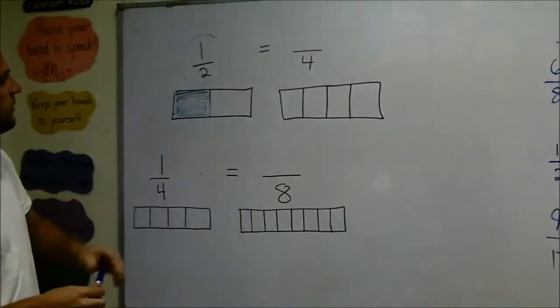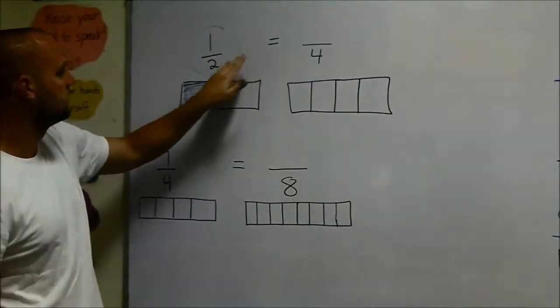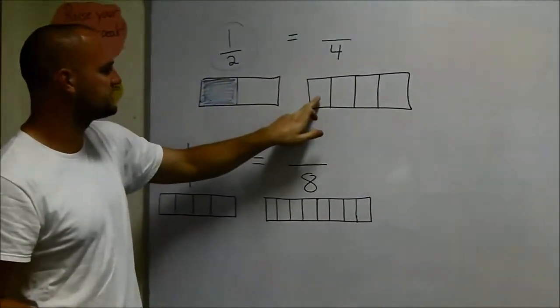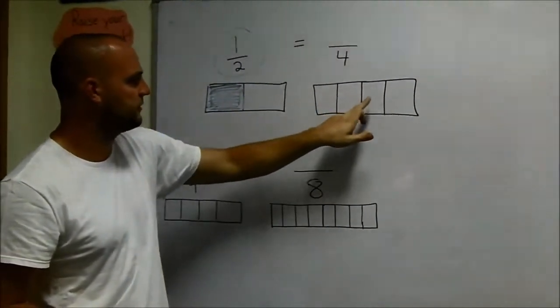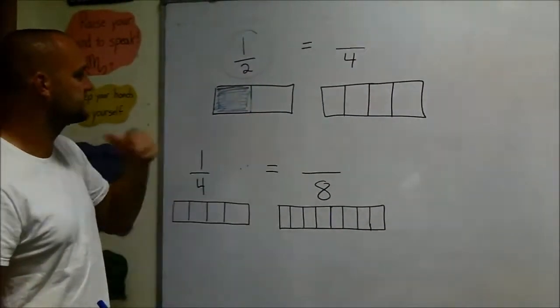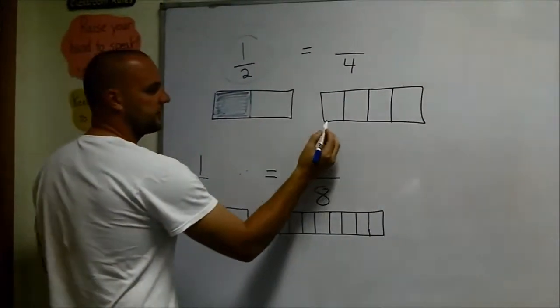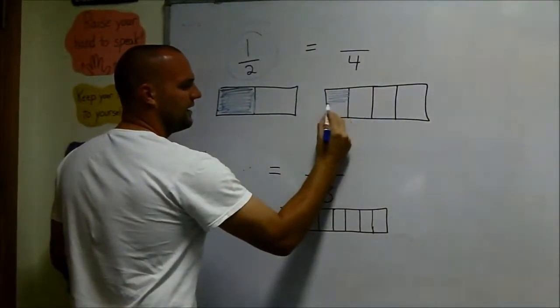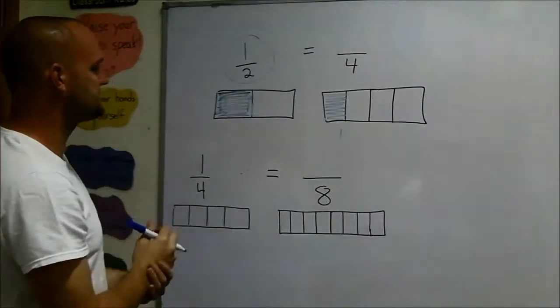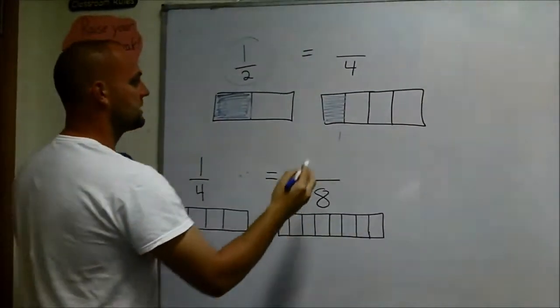So now I want to find out, well, what is equal to 1/2 that has a denominator of 4. So we split this up into 4 pieces, 1, 2, 3, 4. How could I make that into an equal fraction for this? Well, I'd have to color in some squares. And if I color in 1, that's 1, and I look, is that equal size? No, not equal. Let's color in the second one.